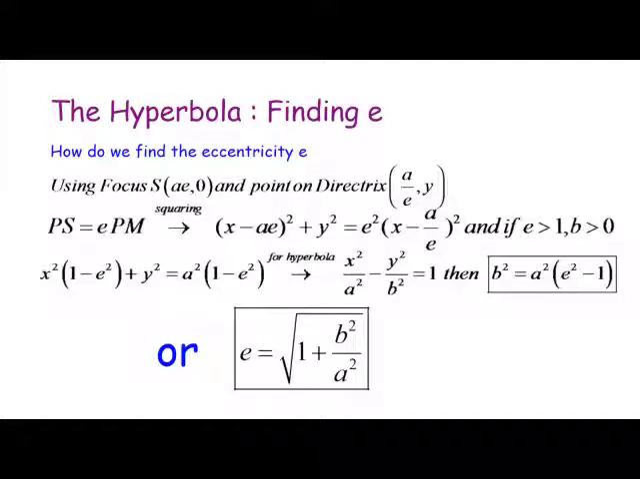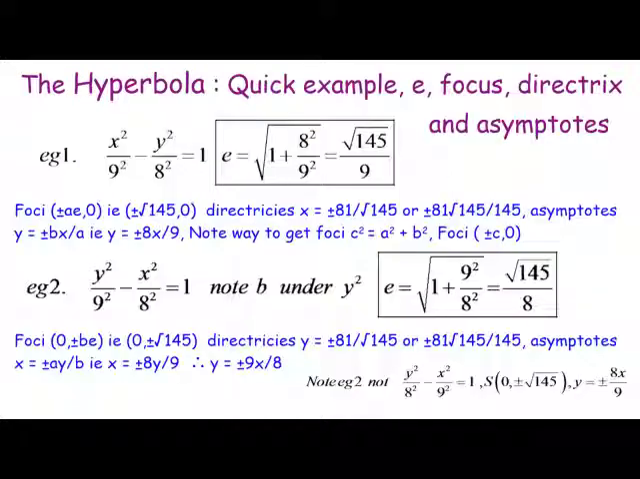Now to find e, you do the same sort of thing as you do for the ellipse. But now instead of b squared being equal to a squared times 1 minus e squared, it's actually b squared equals a squared times e squared minus 1. You can just notice that the e squared and the 1 have changed places for the hyperbola. Here are some quick examples on finding the eccentricity.